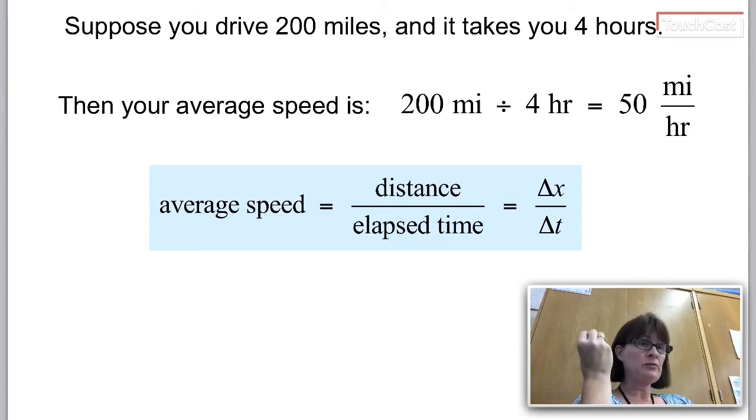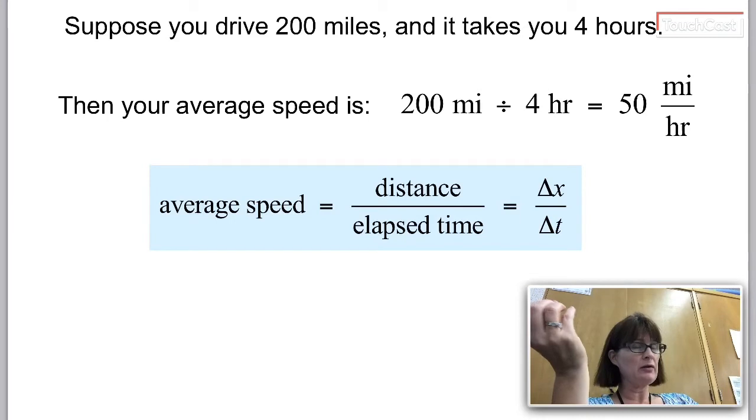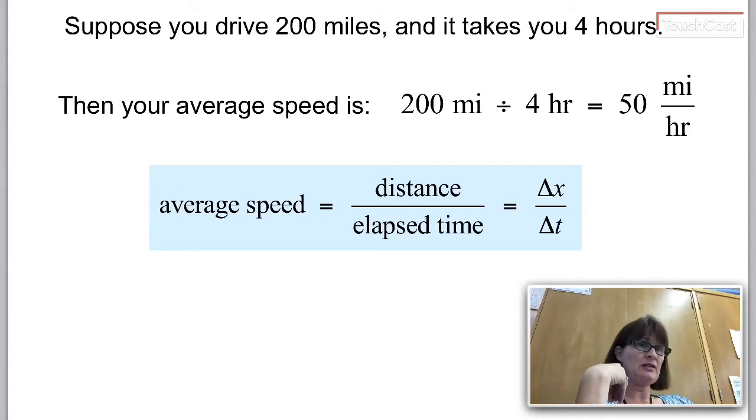What we also want to make sure we watch out for in our calculus study is to notice the units. So the speed is going to be the distance divided by the time, and the units on distance are miles, and the units on time are hours. So your result is going to have units of miles per hour. So 200 miles divided by 4 hours makes 50 miles per hour.